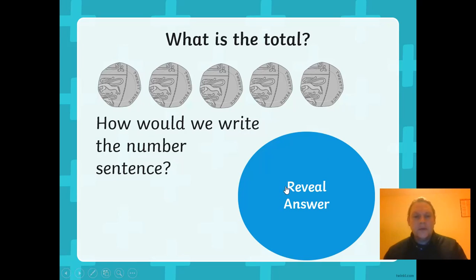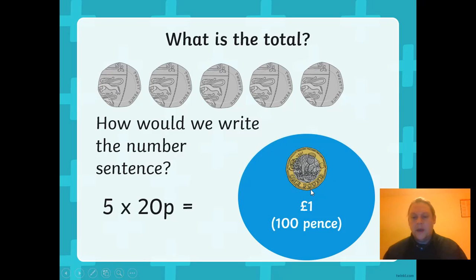All right, next question. We've got 1, 2, 3, 4, 5 20p pieces this time. How would we write our number sentence? 5 20p pieces is going to be 5 times 20. Okay, now let's count these up. 20, 40, 60, 80, 100. So we're up to 100p. What's 100p the same as? £1. Okay, £1 is 100 pence.